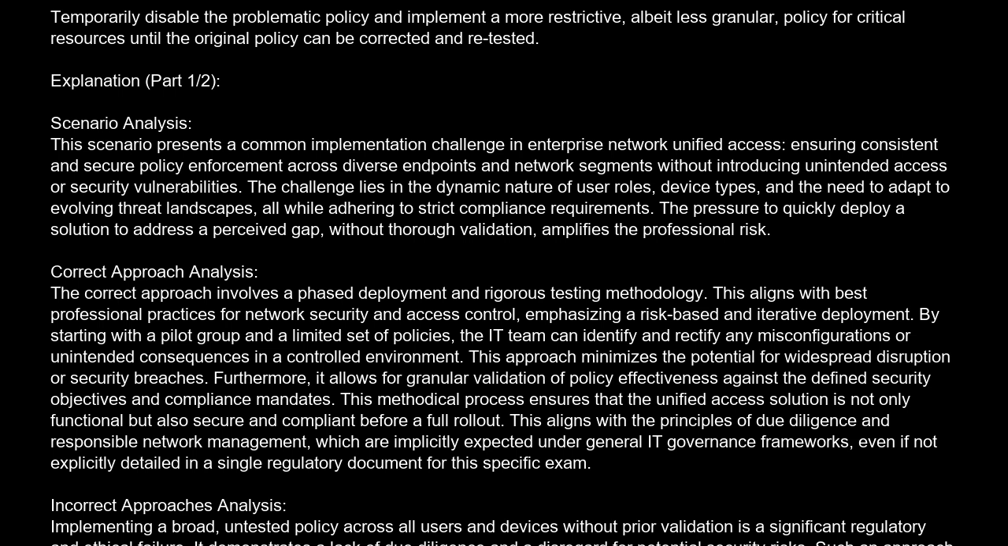This methodical process ensures that the unified access solution is not only functional, but also secure and compliant before a full rollout. This aligns with the principles of due diligence and responsible network management, which are implicitly expected under general IT governance frameworks, even if not explicitly detailed in a single regulatory document for this specific exam.